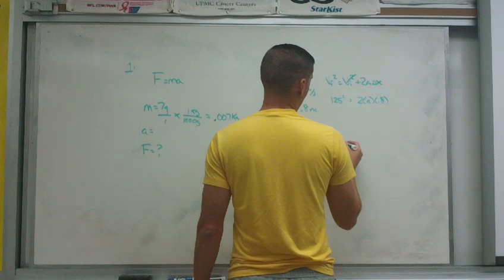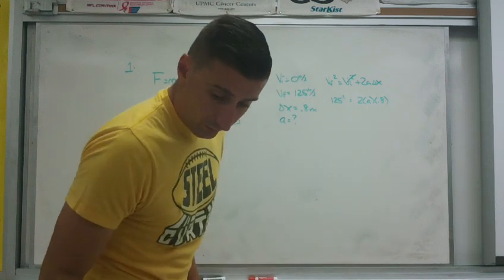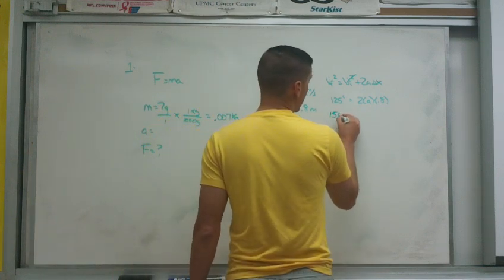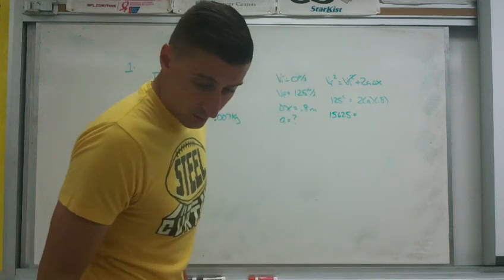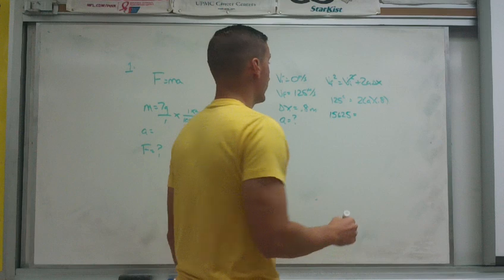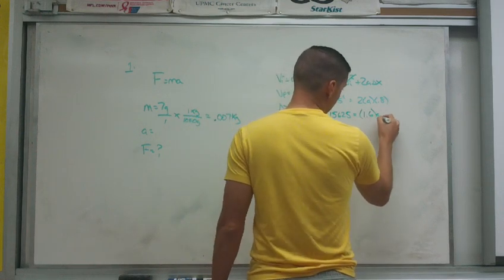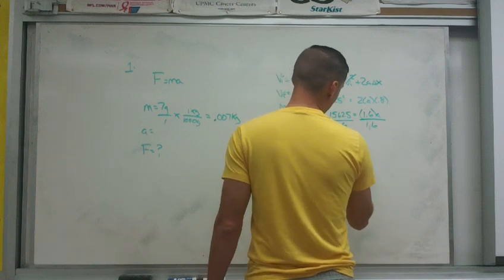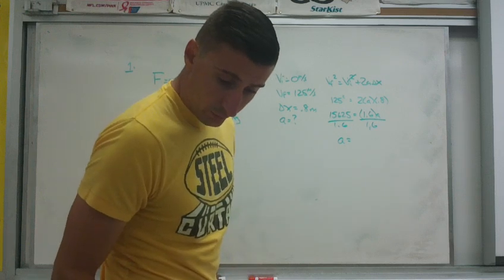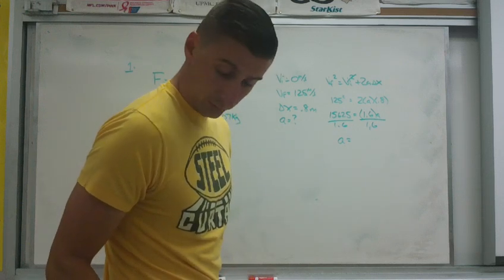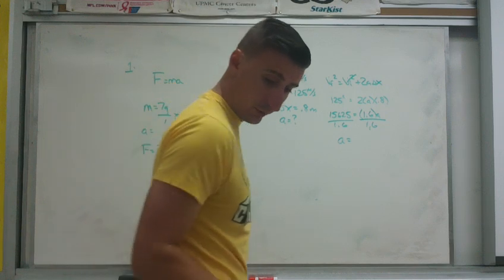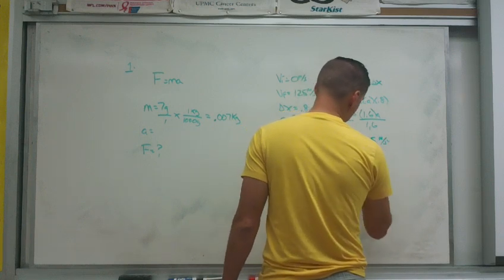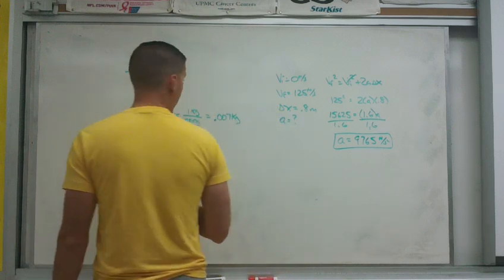So I go ahead and multiply, well let's simplify. 125 squared is 15,625 equals 2 times 0.8 equals 1.6 a. Divide by 1.6. I get acceleration is 15,625 divided by 1.6, 9,765 meters per second squared. Okay, so that becomes my a.